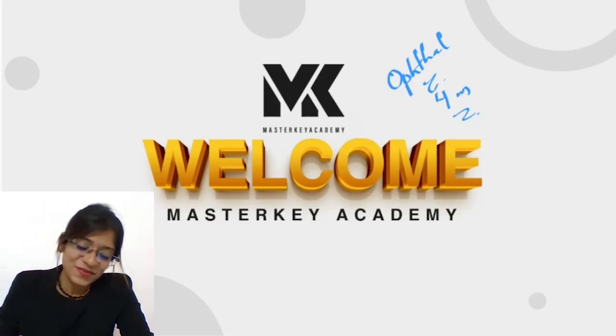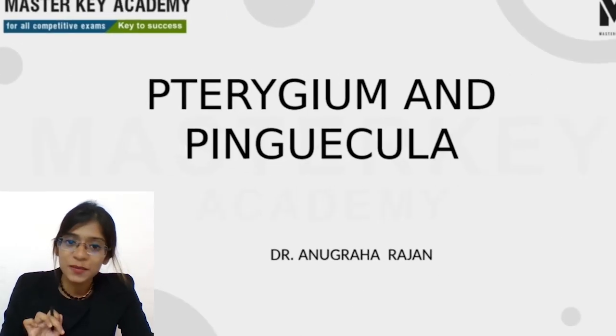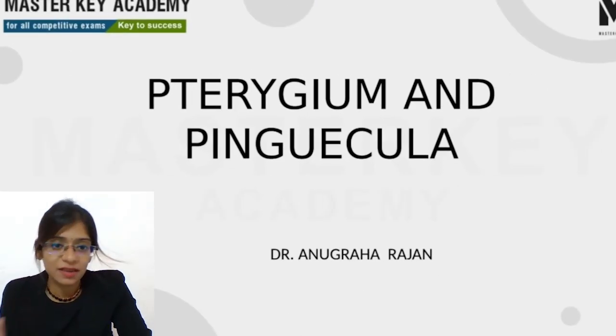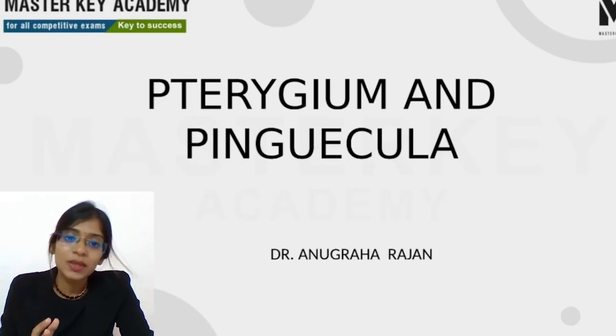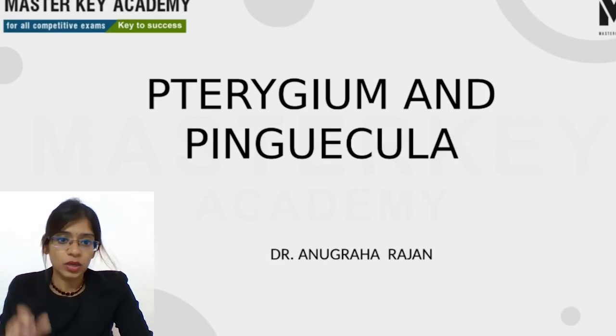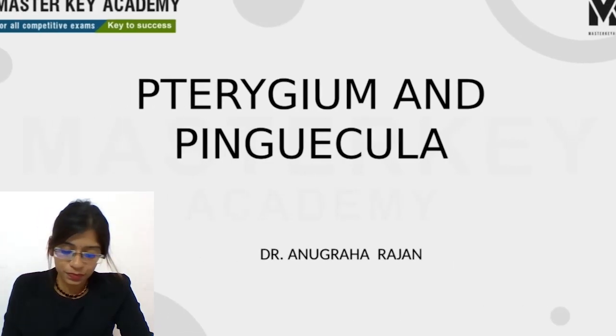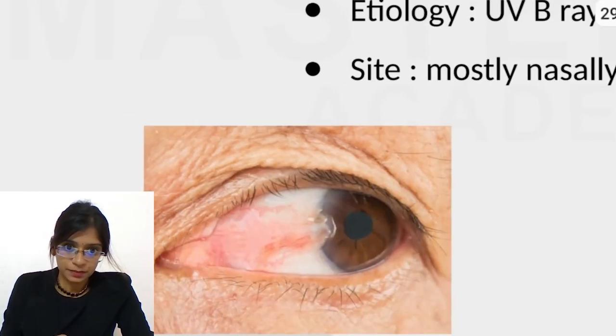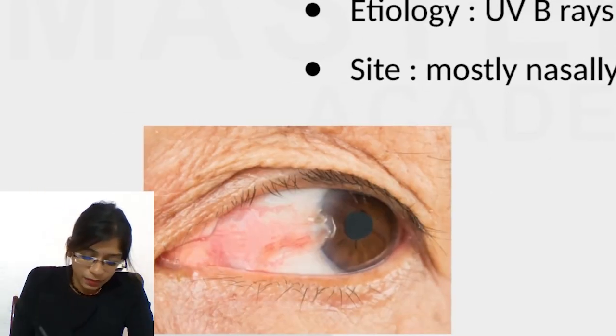Let's start right away. And we're starting with easy topics. Pterygium. Most of the topics in ophthalmology, they are very easy. Okay, so we're starting with pterygium and pinguecula. What is pterygium? So look at this picture here. Okay. Can you see this?